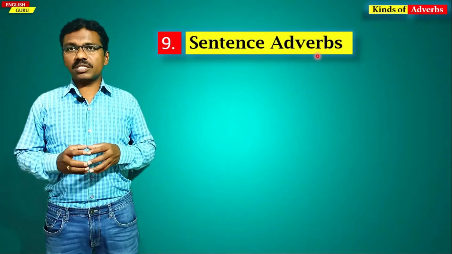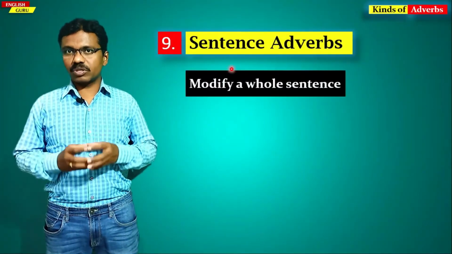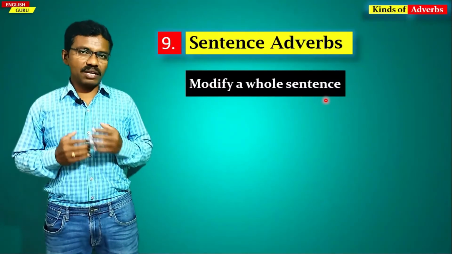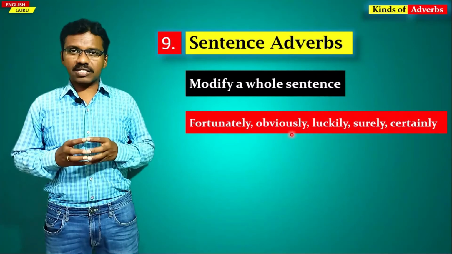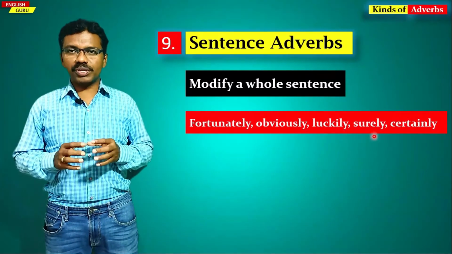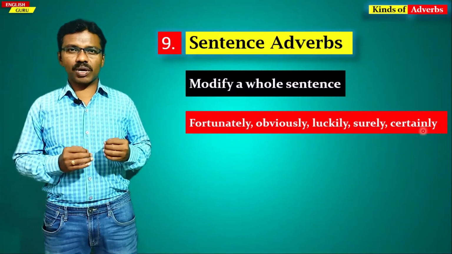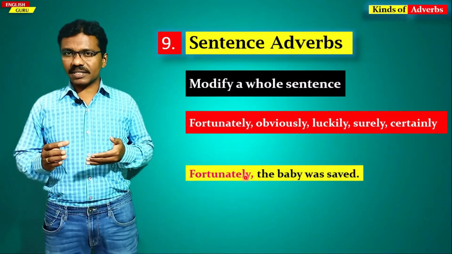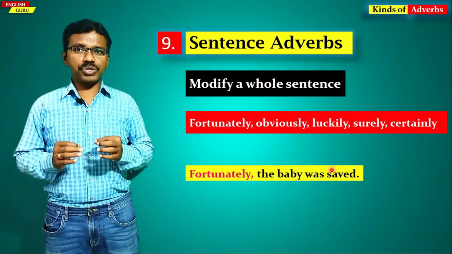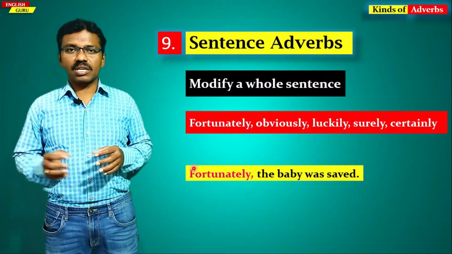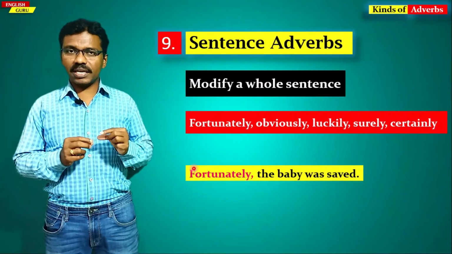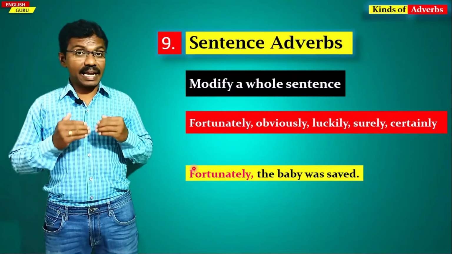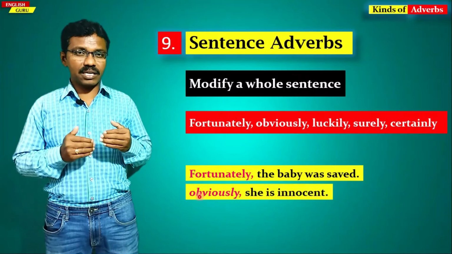And the ninth one is sentence adverbs. Sentence adverbs normally modify or qualify the entire sentence. For example, fortunately, obviously, luckily, surely, certainly. And these words qualify the entire sentence. For example, fortunately, the baby was saved. The word fortunately is qualifying the entire sentence. So fortunately is an adverb and it is a sentence adverb.